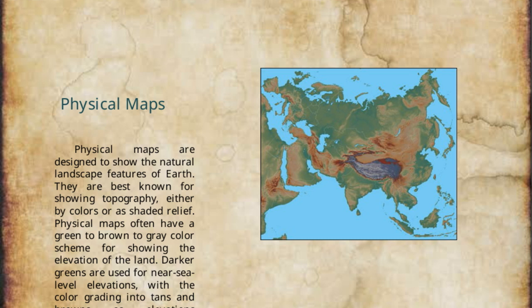The darker greens usually indicate areas near sea level, where the land is relatively flat or low-lying. As the elevation increases, the colors shift into tans and browns, showing higher terrain or hills. And for the highest elevations, the color gradient often ends in shades of gray, representing mountain peaks and rugged terrain. This use of color helps us quickly interpret the landscape's natural features and elevation changes, making physical maps a valuable tool for understanding the Earth's topography in a visual and intuitive way.